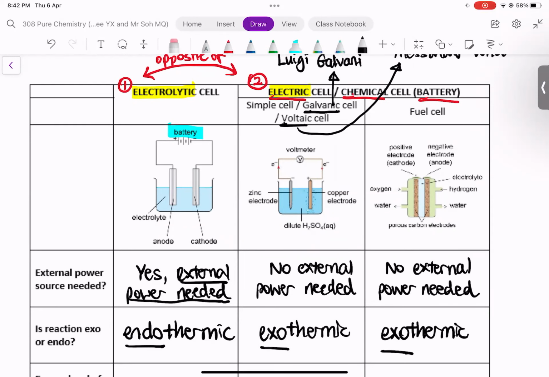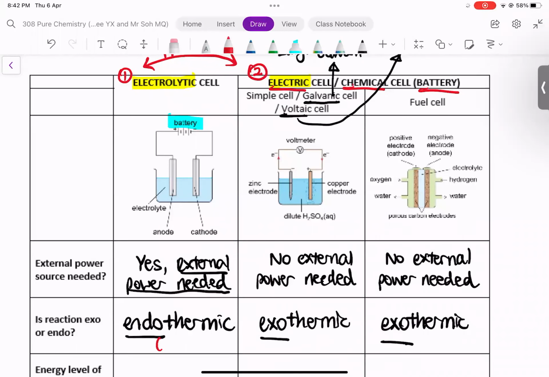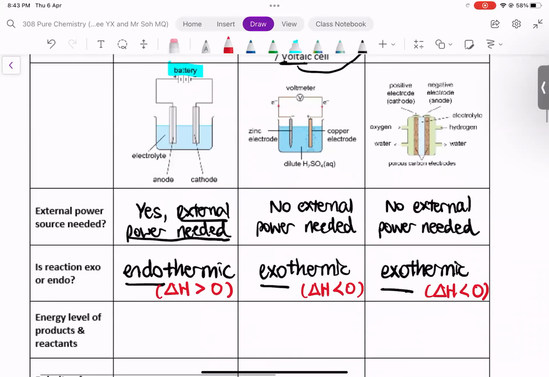Okay, right. Now, let's add on to this point. I hope we remember endothermic means delta H is more than 0. Delta H is positive. Exothermic means delta H is negative. So this is just a link between the 2 chapters on electric cell and energy changes. Now, once we know whether it's endo or exo, we can start to work out the energy levels of the products versus the reactants.